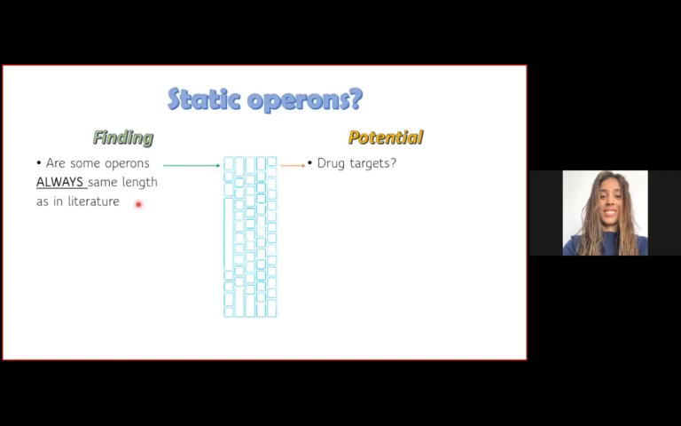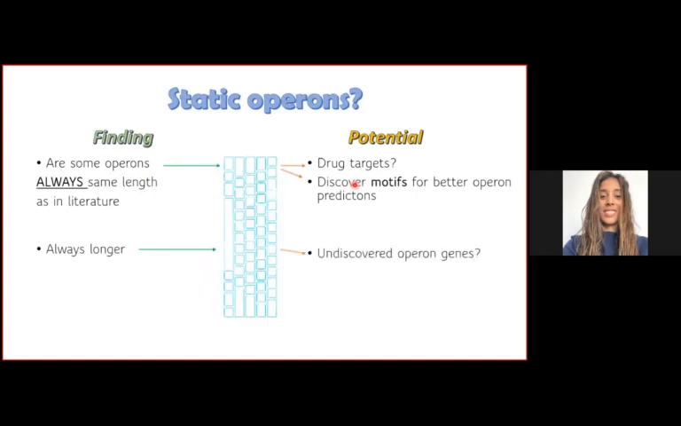So in this case, firstly, if they're always the same as in literature, then they are most probably what we have with housekeeping genes. They might be housekeeping operons that are under some form of pressure to not change. We would also then potentially be able to predict motifs so that we can better optimize our operons. If they're always longer across all the strains, then potentially they could be undiscovered operon genes, and always shorter could mean that under rift stress, they are actually redundant genes.